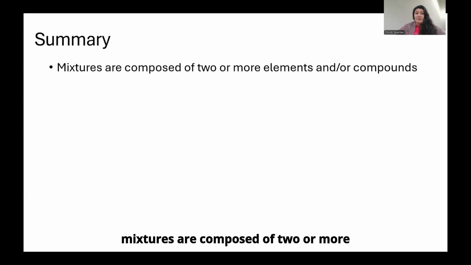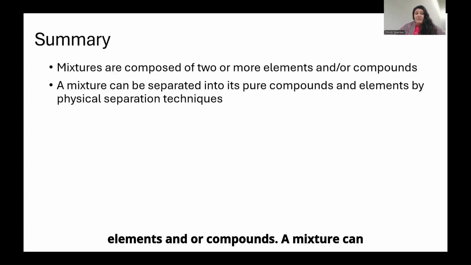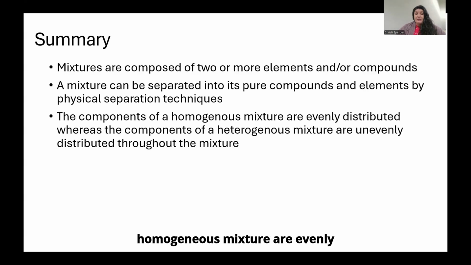So in summary, mixtures are composed of two or more elements and/or compounds. A mixture can be separated into its pure compounds and elements by physical separation techniques. The components of a homogeneous mixture are evenly distributed, whereas the components of a heterogeneous mixture are unevenly distributed throughout the mixture.